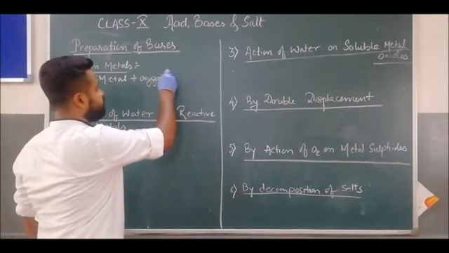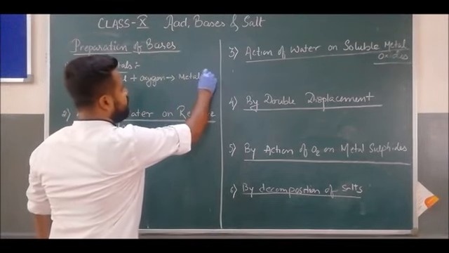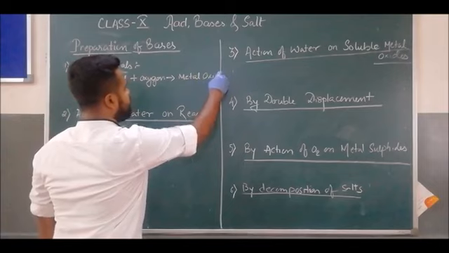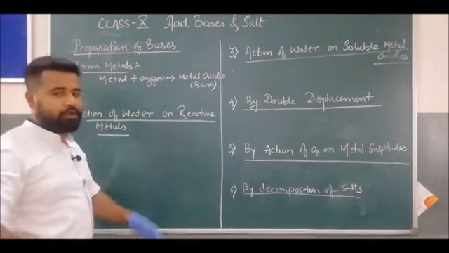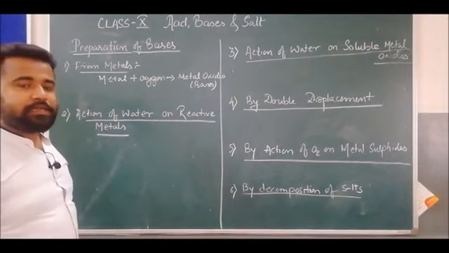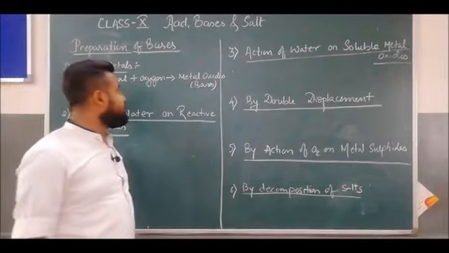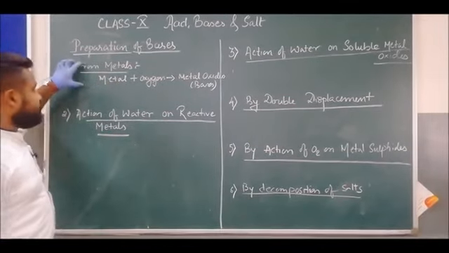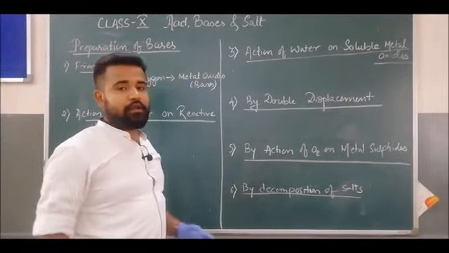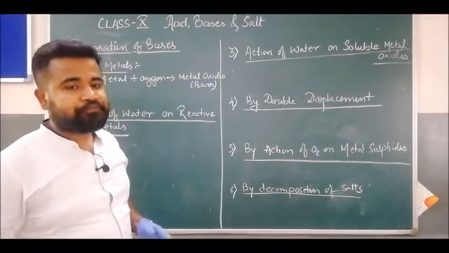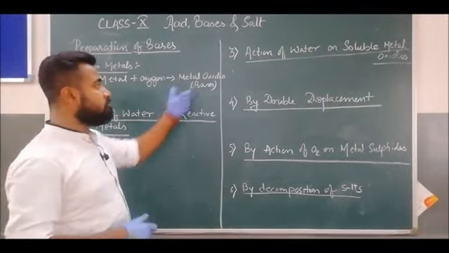they give metal oxides, and we know that the metal oxides are basic in nature, or they come under bases. I have told you that metallic oxides are basic in nature and non-metallic oxides are acidic in nature. So when metals react with oxygen, they give metal oxide. So metal oxides are bases. So whenever a metal reacts with oxygen, it gives bases.